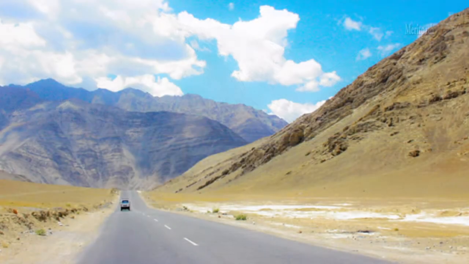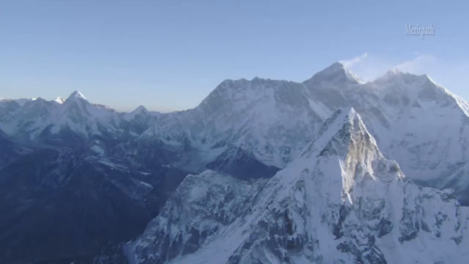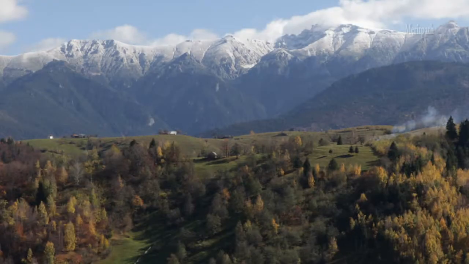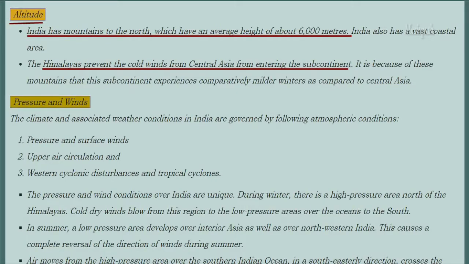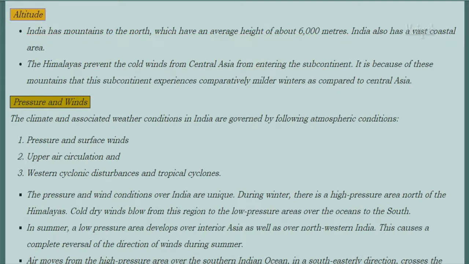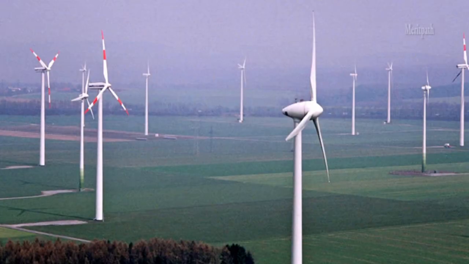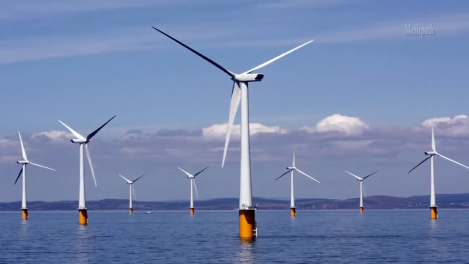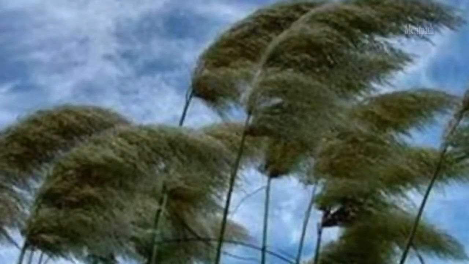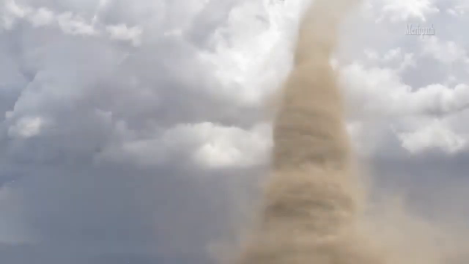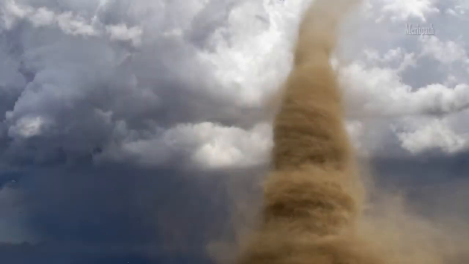Altitude. India has mountains to the northern side with an average height of 6,000 meters. India also has a vast coastal area. Himalayas prevent the cold winds from Central Asia from entering the subcontinent. It is because of these mountains that the subcontinent experiences mild winters as compared to Central Asia. Pressure and winds. The climate and the associated weather conditions in India are governed by the following atmospheric conditions: pressure and surface winds, upper air circulation, western cyclonic disturbances and tropical cyclones.